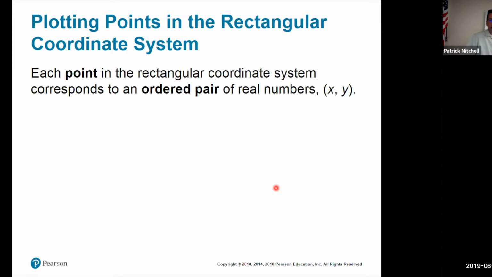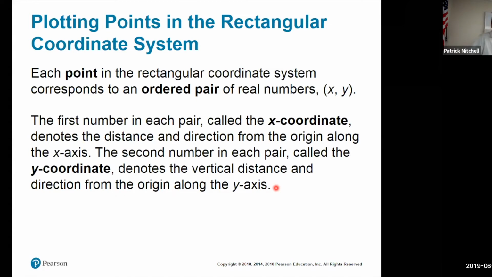Each point in the rectangular coordinate system corresponds to an ordered pair of real numbers. You call the first one x, call the second one y. Or you call the first one your x coordinate and the second one is called your y coordinate. So in just a second here, we're going to review how to find specific points and how that works.